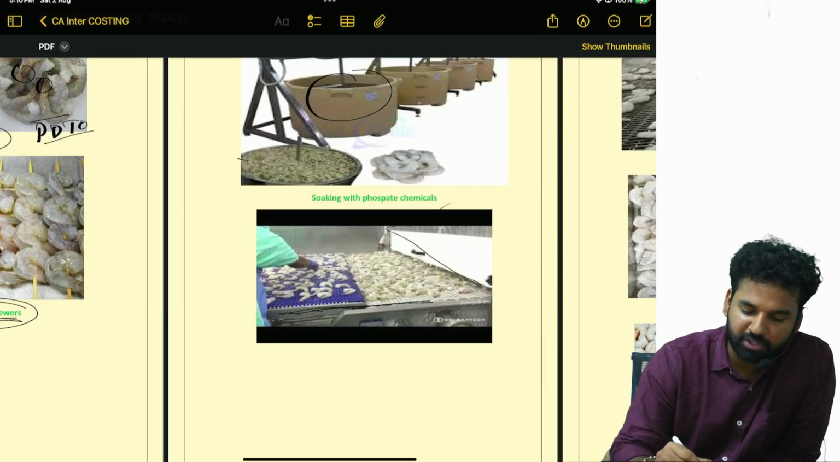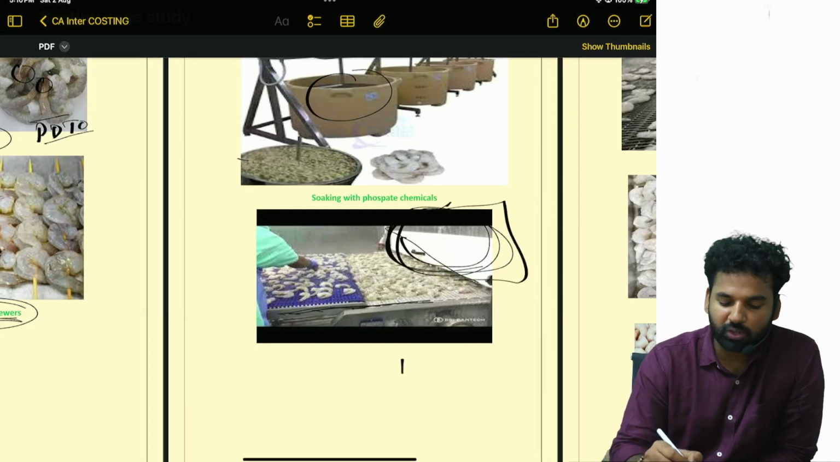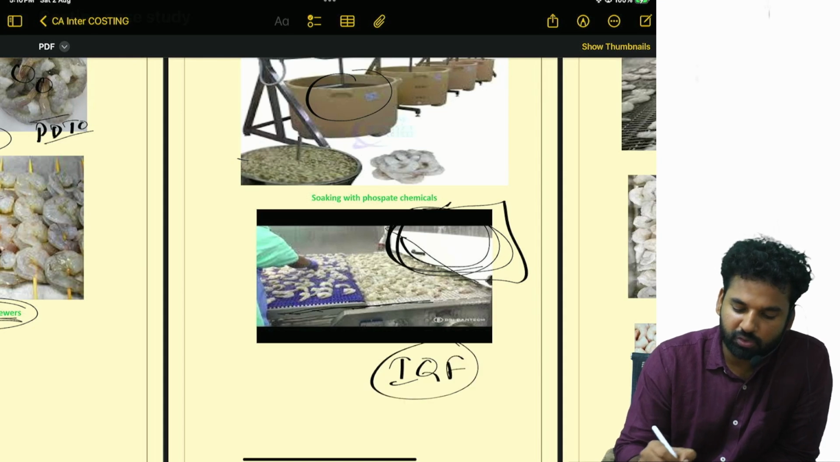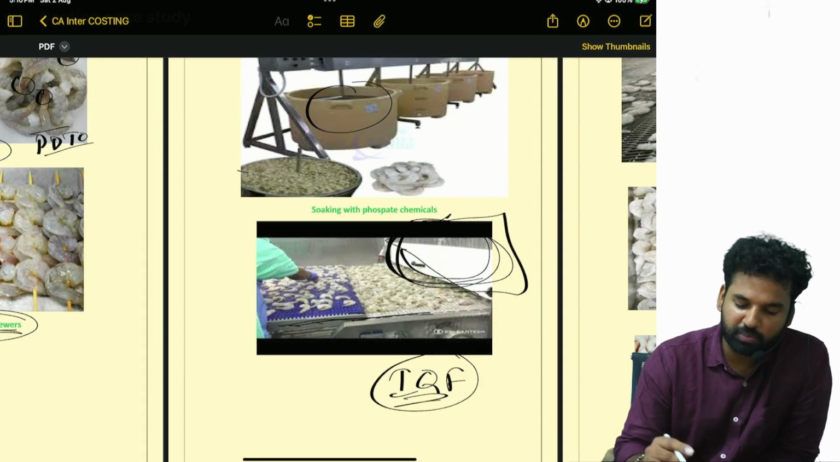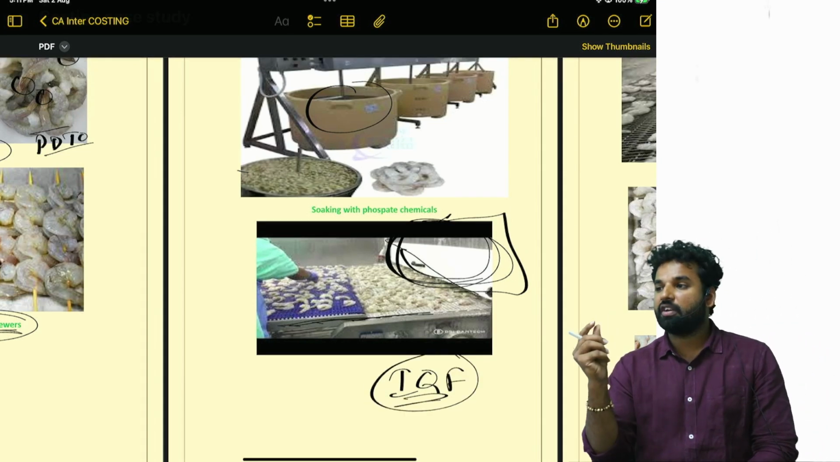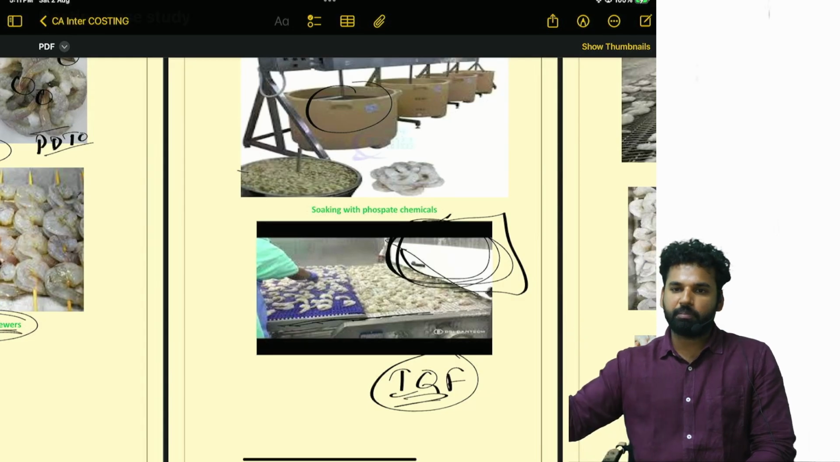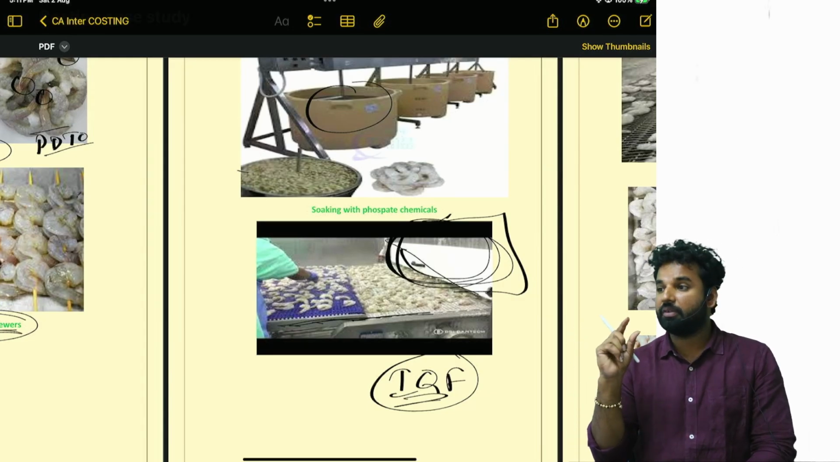This is a different machine. You can see this machine here. This is called the IQF machine, the individual quick freezer. That means whenever a piece goes into that machine, it will be frozen.